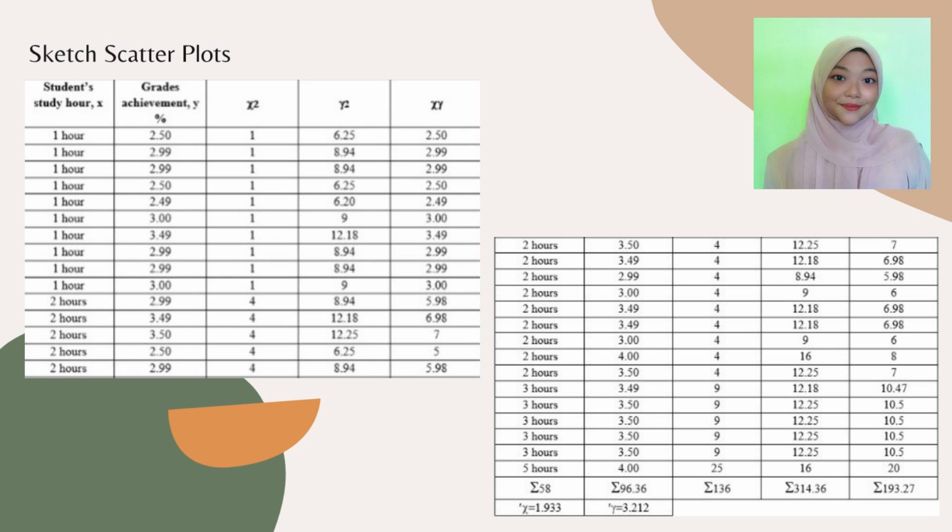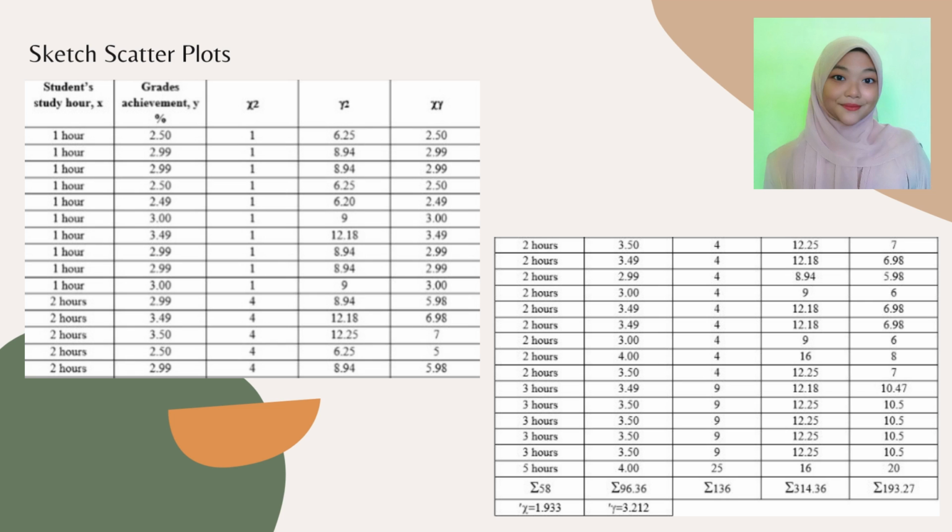For the first line, which is student study hours x, after adding all the sums, the total we get is sigma x equals 58 and the average is x bar equals 1.933. For the second line, which is grade achievement y, we obtain sigma y equals 96.36 and the average is y bar equals 3.212. This average is calculated by dividing the sum of the additions by the total number of respondents, which in this case is 30. For the third row, which is x squared, the sum we obtain is sigma x squared equals 136.